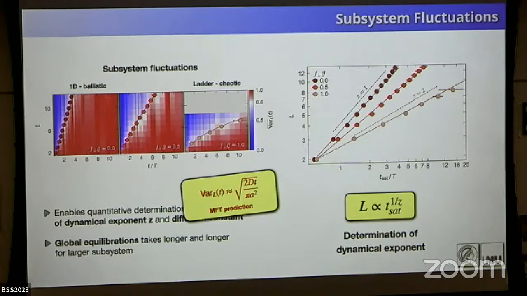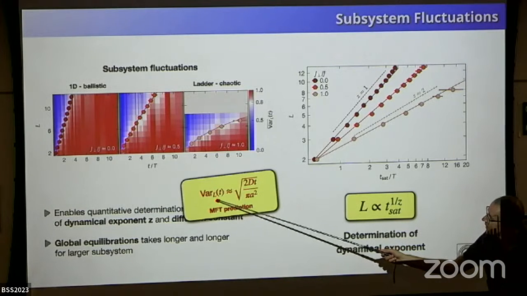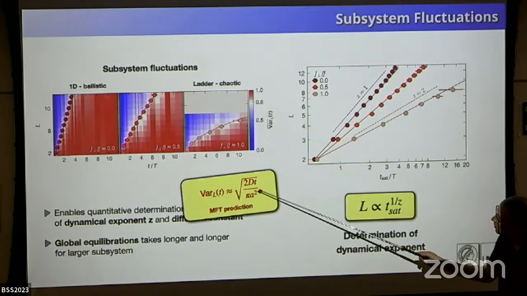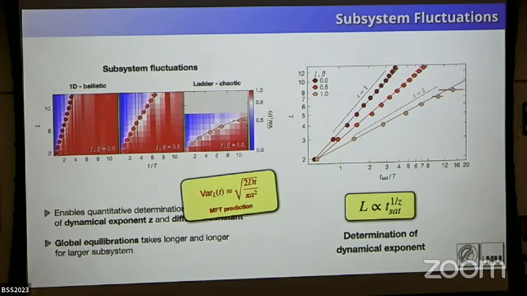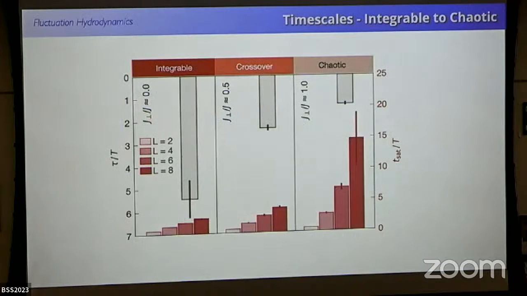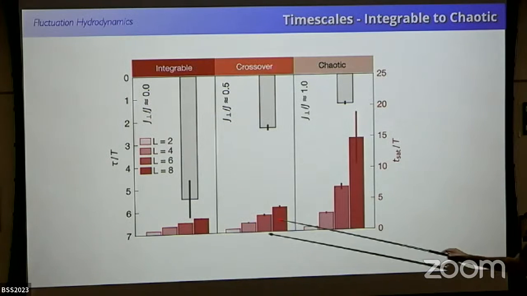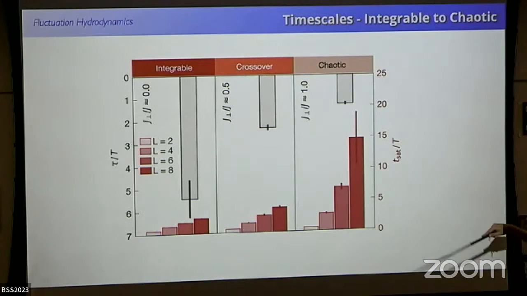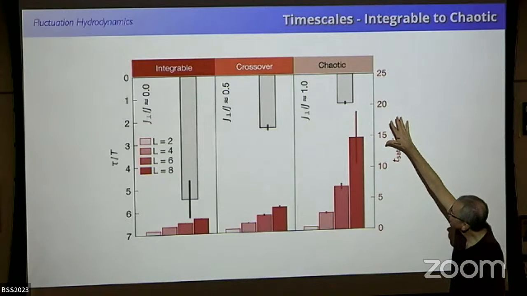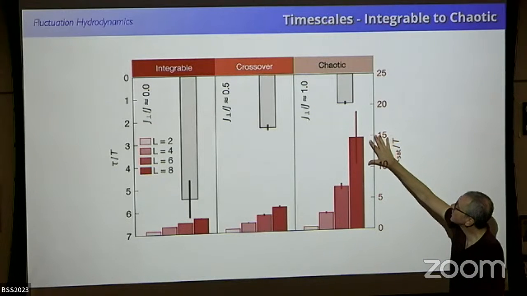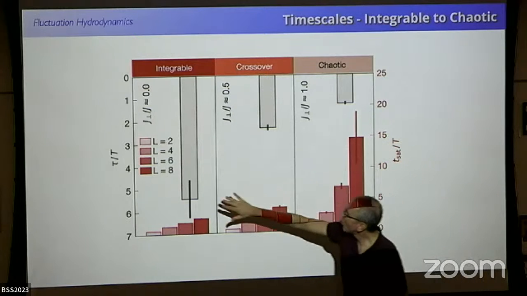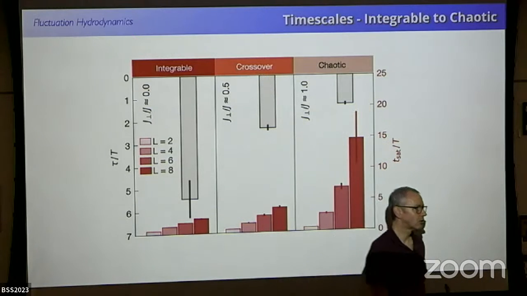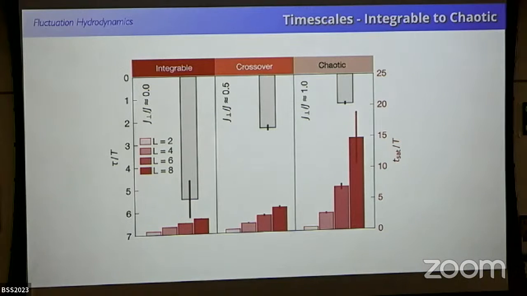In between, I'll come to the case when we have half-coupled ladders. And we can also now compare the variance in the subsystem sizes to what MFT predicts, where D is again the equilibrium diffusion constant. I'll come to this comparison in a second. So what you see, if you look at these quantities for the integrable system and the chaotic system, is that subsystems take longer and longer to thermalize, to get to the right steady state fluctuations, whereas the local quantities take shorter and shorter to relax when you go from integrable to chaotic.